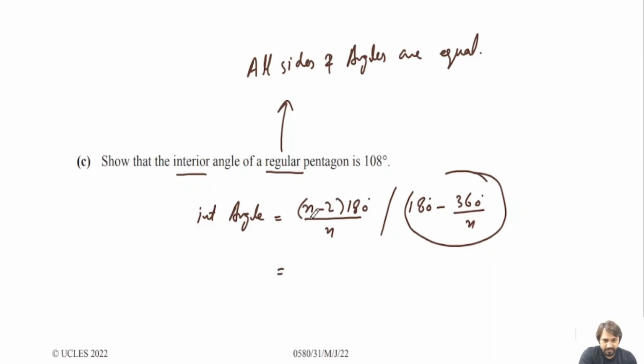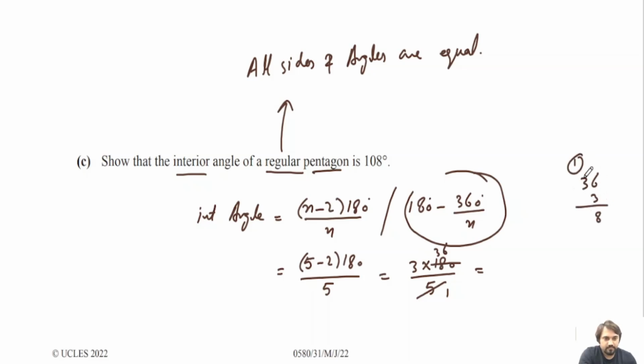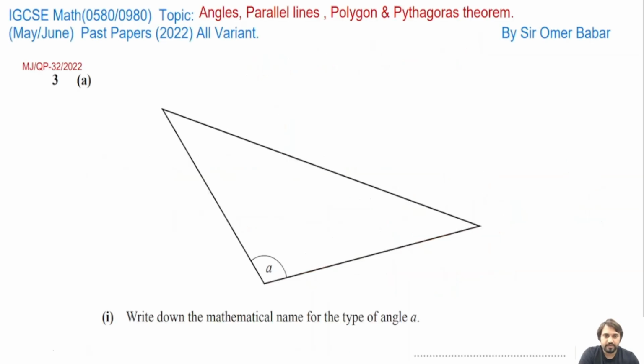Now we are going to put the values here. The value of n is 5 because of pentagon. 5 minus 2 into 180 divided by 5. So 3 into 180 divided by 5, one time, 5 3 times 15, 3 carry, 5 6 times. Now multiply 36 into 3. So we have just proved it. The interior angle of a regular pentagon is 108 degree, one interior angle.